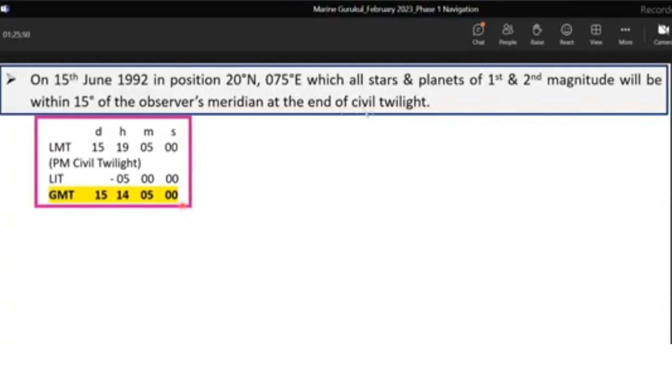Now we want PM civil twilight. So have a look there, beta. Latitude 20 degrees north. What is the time given under civil?